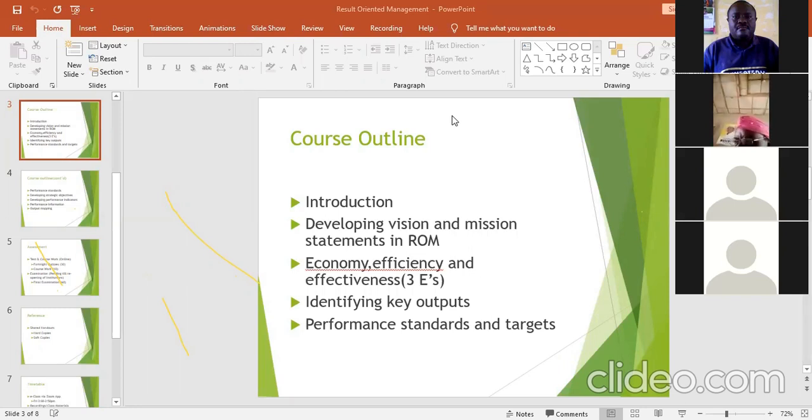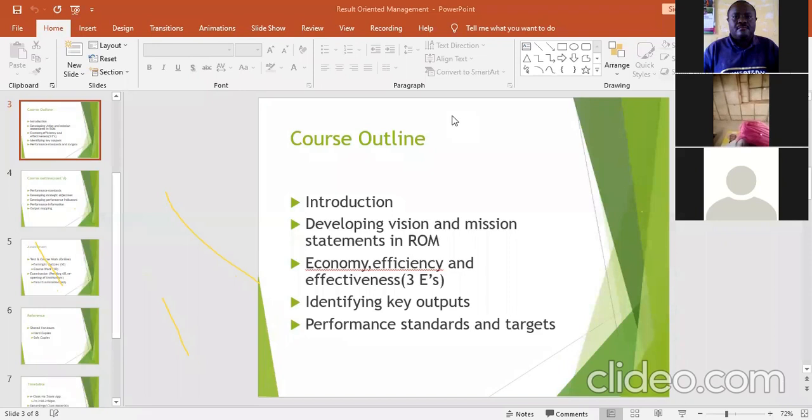Number three, bureaucracy itself is a challenge. Bureaucracy, and we looked at bureaucracy, means you have to follow all the ladders, the hierarchical chain of command, and that delays time, I mean, it delays work. And ROM wants quick results and does not believe in bureaucracy, in processes, in procedures.